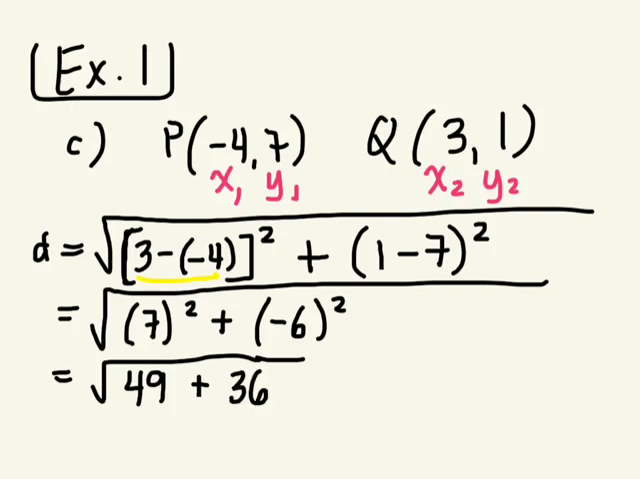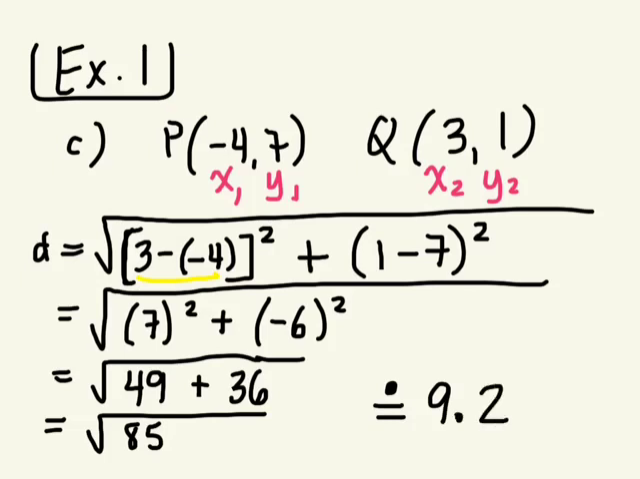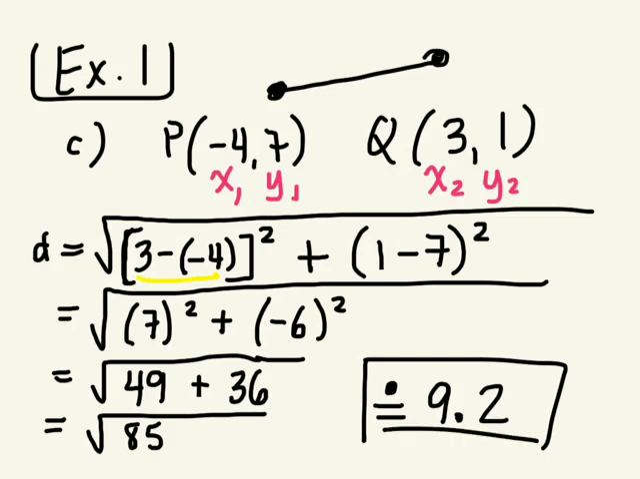Okay, I have room. 49 plus 36 is 85. Square root of 85, we'll round it to one decimal place, is approximately equal to 9.2. Therefore, the distance, if we were to graph this from P to Q, is 9.2 units. They didn't give us a unit here.